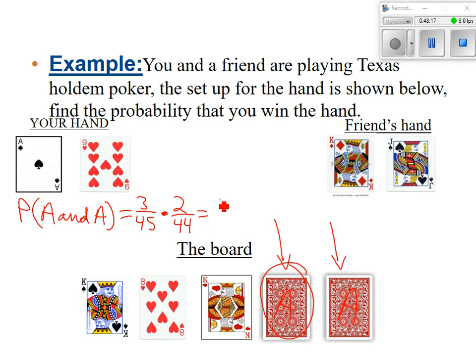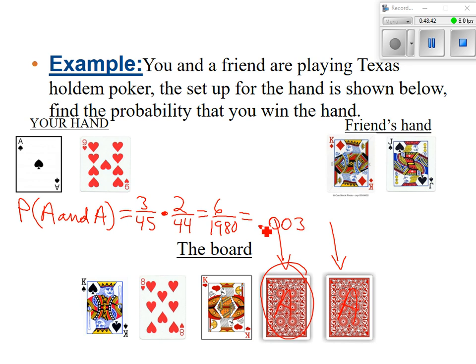So I know this is 6 on top. Somebody help me out. What's 45 times 44? 1980. Somebody divide that for us. What's 6 divided by 1980? 0.003. Yeah. So not really good.